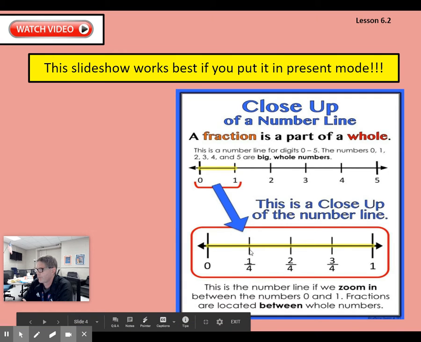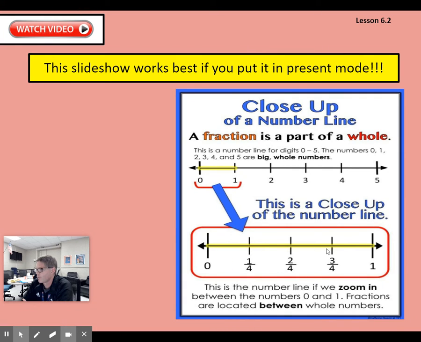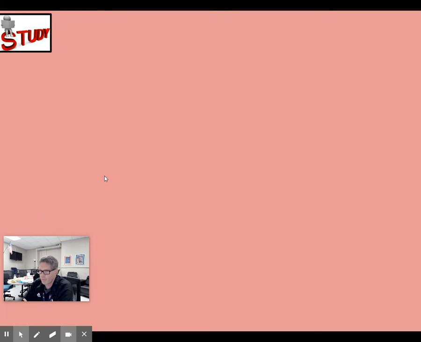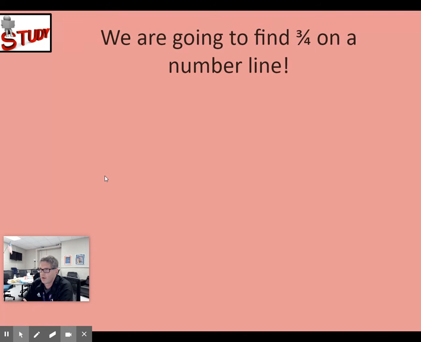If we zoom in, we can see that right now we've got it broken into fourths, but we can break it into any fraction we want. So that is what we're looking at when we talk about fractions on a number line. Eventually, we'll get into these other numbers as well and breaking those into parts, but right now, we're just focused on 0 to 1. So let's talk about how to find a fraction on a number line.